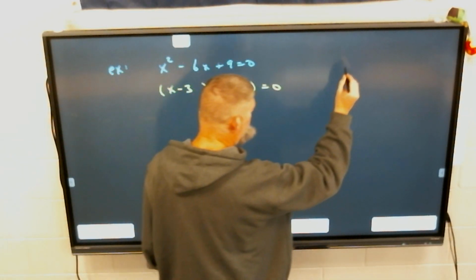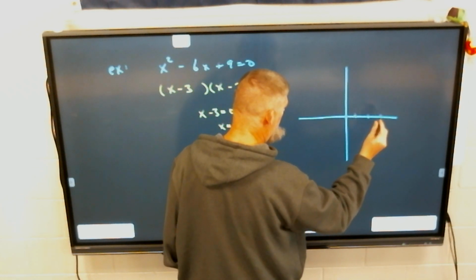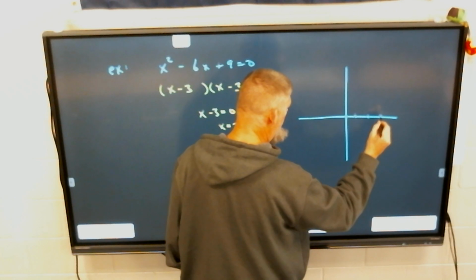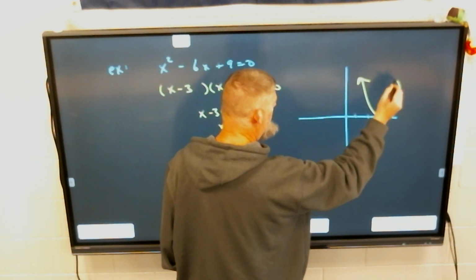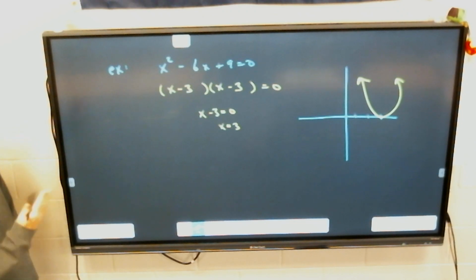Which means if I graph it, how many x-intercepts do I have? One. So it actually rests on the x-axis. The vertex is on the axis. That's what a perfect square trinomial does.